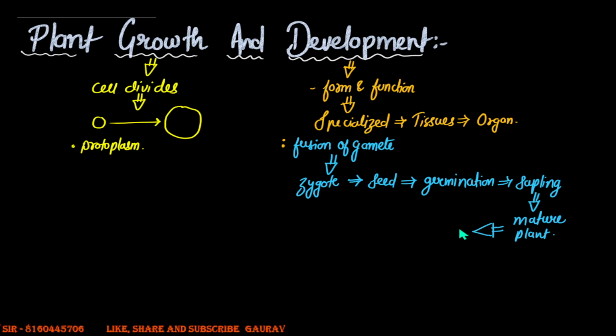All right. And when this happens, the plants would also age. The event here would be called senescence. All right. The plant, when it gets old enough, will die. So all these events, right from the formation of the zygote to the death of the plant, will be a part of development.